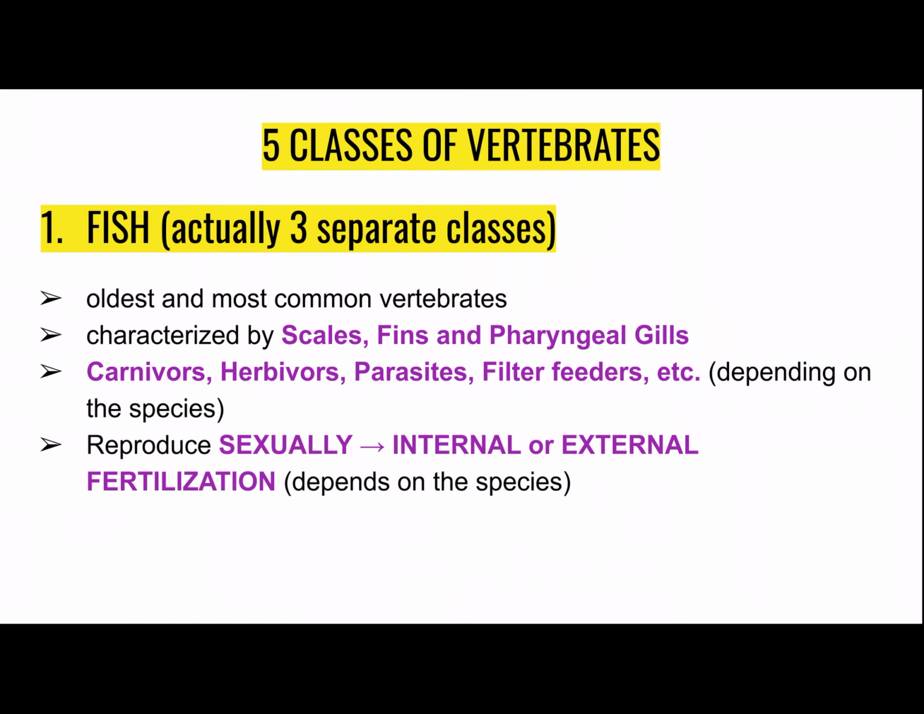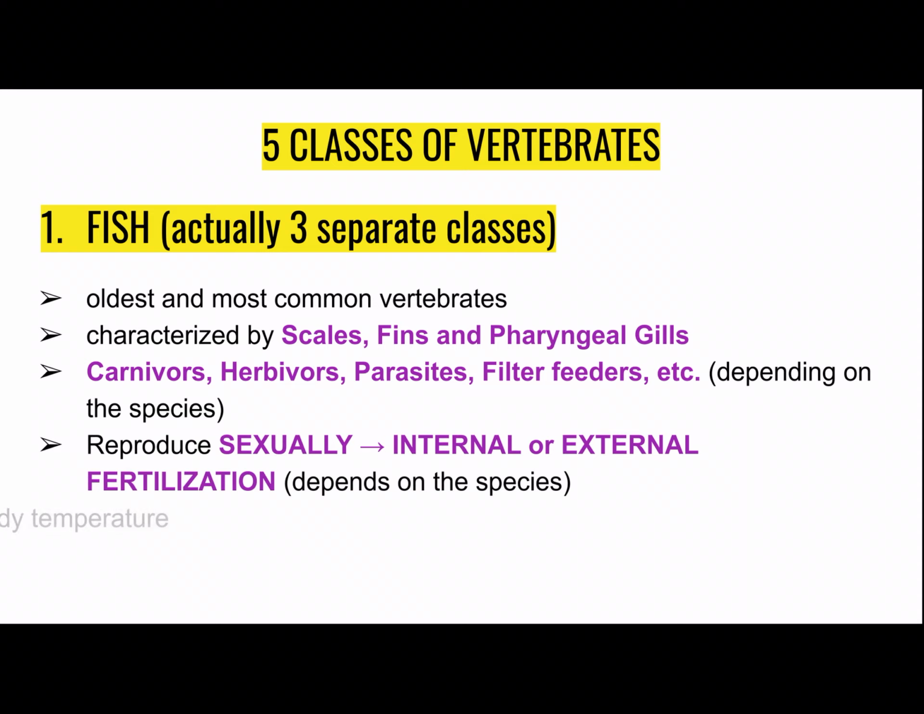Fish reproduce sexually through internal or external fertilization, depending upon the species. For some species, the male will deposit the sperm directly into the female, which is internal fertilization. For many species, the female will lay the eggs, and then the male comes and sprays his sperm on the eggs, which fertilizes them, and that is external fertilization.